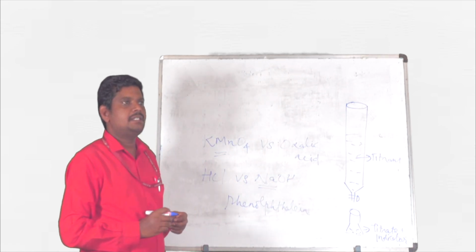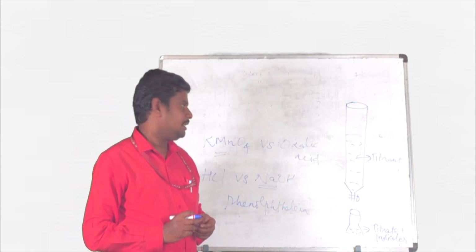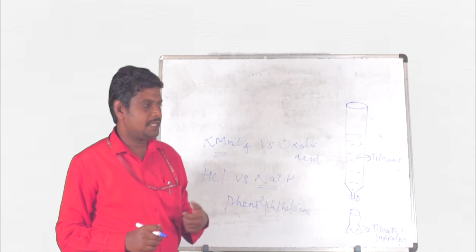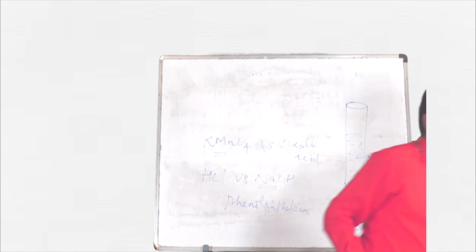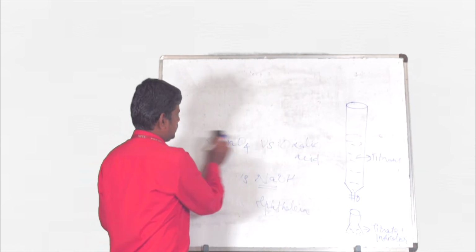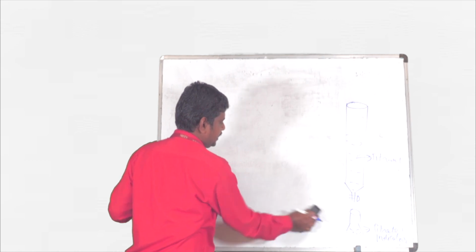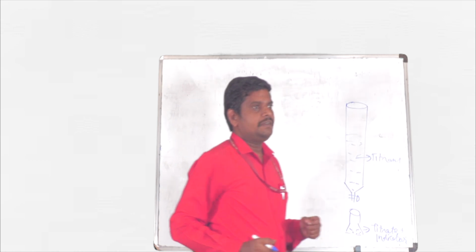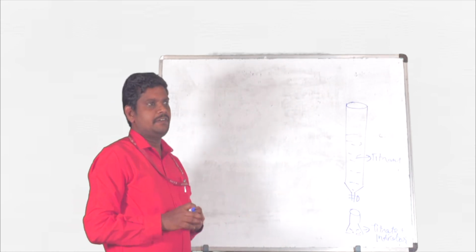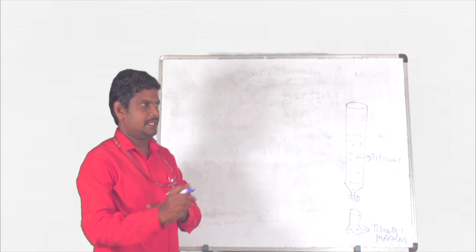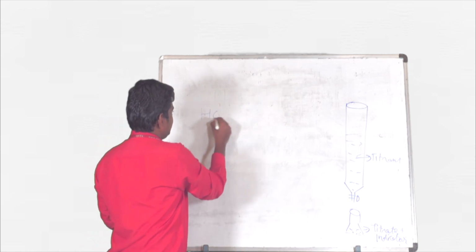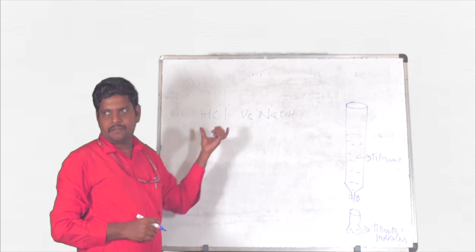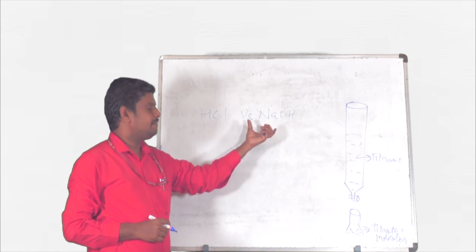Anyway, in volumetric titrations, either we have to use an external indicator or a self indicator. But in conductometric titrations, we are not going to use any indicators. In the absence of indicator, we are going to measure the concentration of the unknown sample with the help of conductometric titrations. For example, if we take HCl versus NaOH, we have to determine the strength of HCl using sodium hydroxide in the absence of indicator.